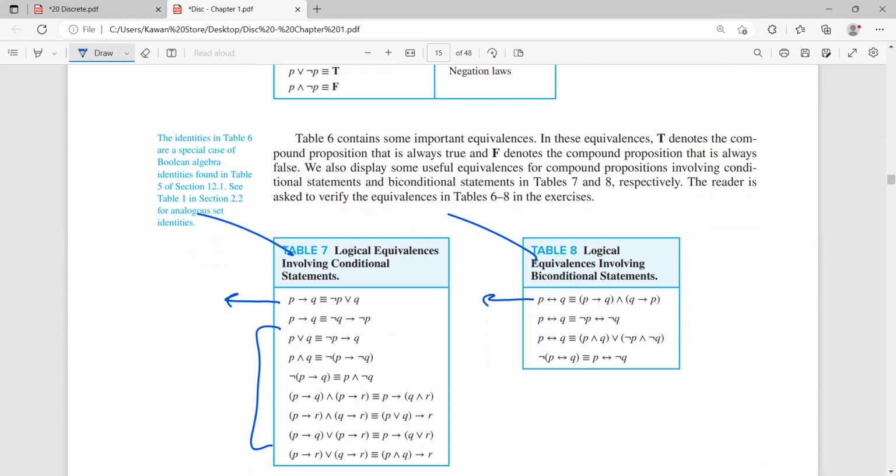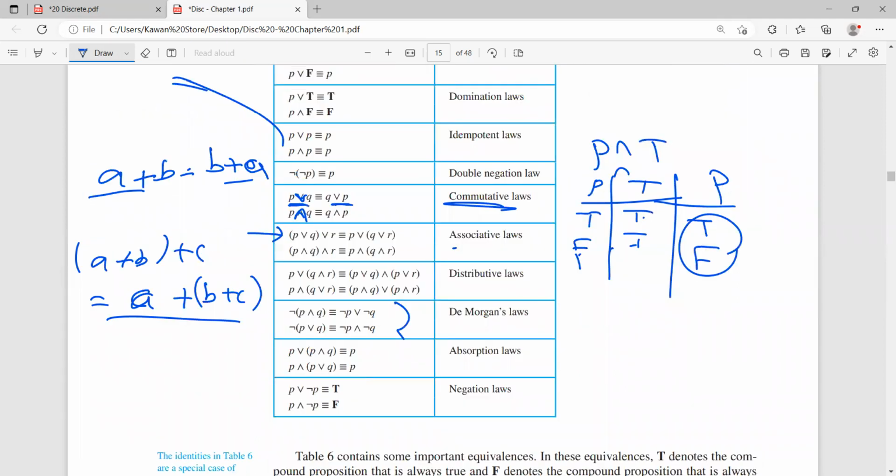All of them are important, but that one is useful. You use it a lot. That one will be used a lot. And of course, De Morgan's is used a lot. Of course, distribution is used a lot. That's it. Understood. So these 4 and 5, we are going to use them a lot and a lot.